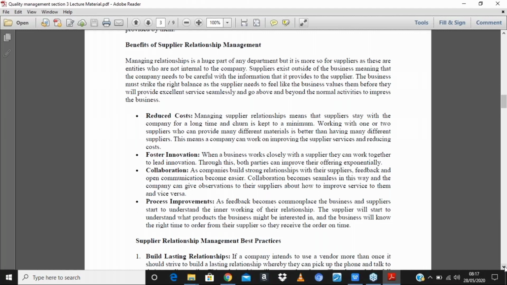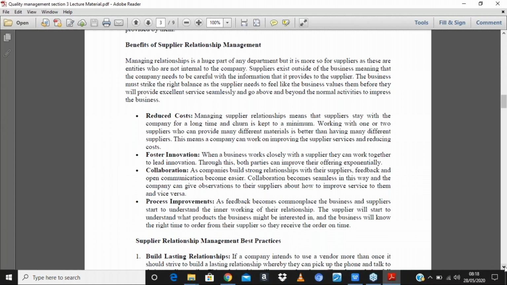Secondly, it's going to foster innovation. Why? Because when the business works closely with the supplier, they can work together to lead innovation, to bring about changes and improvement in the work area. So it fosters innovation. It brings about collaboration. Collaboration means to work together, to work hand in hand to achieve a certain goal. Then it fosters innovation, collaboration, and process improvement. It brings about process improvement.